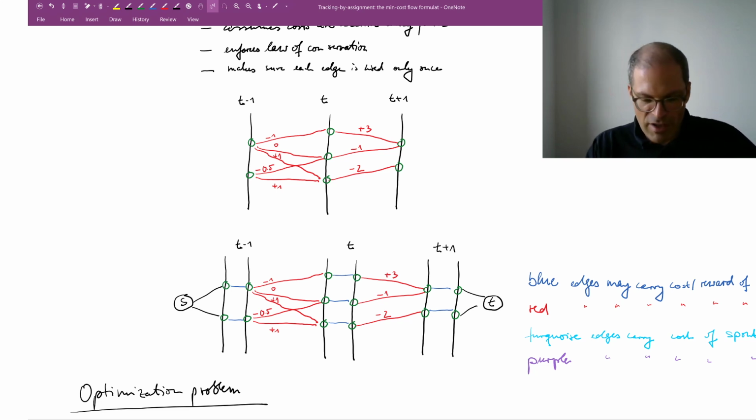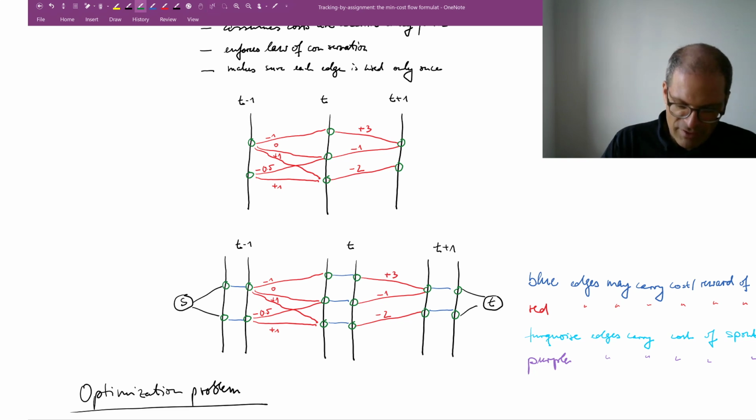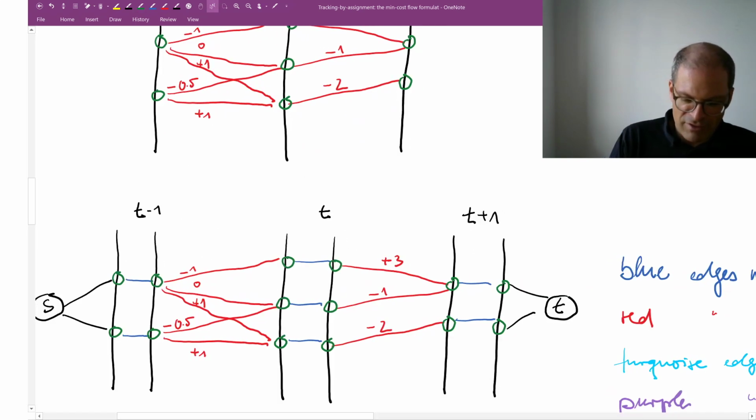Yeah, so maybe I want to say that actually the first detection looked pretty good. So let's say I'm giving this a -1 cost, so a reward of 1 unit. But the next detection, it didn't look that good, and maybe I want to charge a penalty of +2 if anybody wants to use that detection.